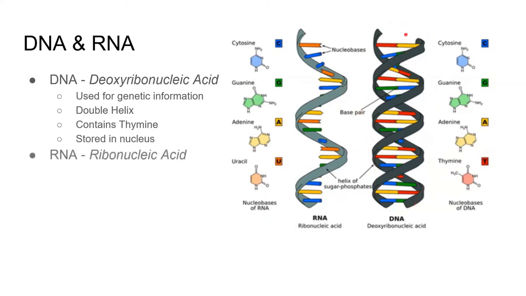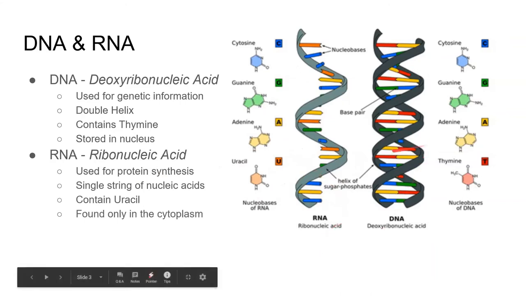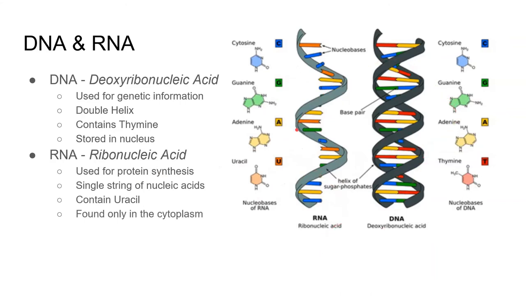However, in order to create proteins, DNA is transcribed into RNA. RNA is ribonucleic acid, and it's the code that converts DNA into proteins, which have very specific functions. So again, RNA is a single string, and it contains a specific nucleotide called uracil, and you only find it in the cytoplasm. So again, DNA is transcribed into RNA, and then that RNA is taken to the ribosome where it's converted into a protein.